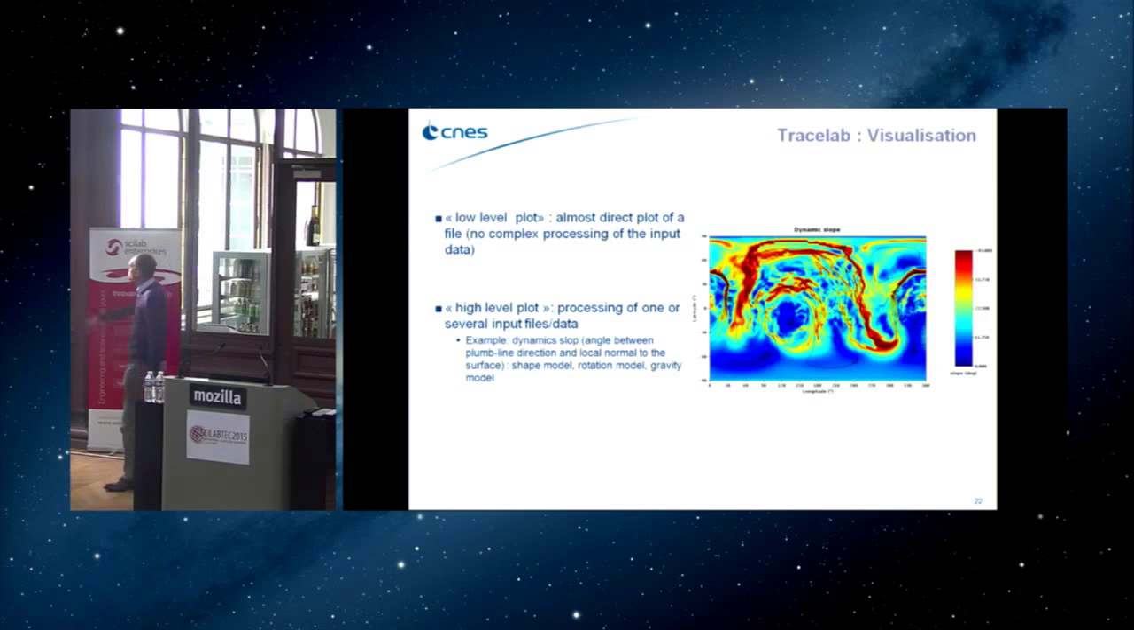So for this kind of map, you just have latitude, longitude. The black line is the topography, the curve of the comet, and the color is this angle of slope. So red is high slope, so we don't want to land on the red part. To do this kind of plot, you need the shape model, the rotation of the comet, the gravity model. So there is some processing before obtaining this result.